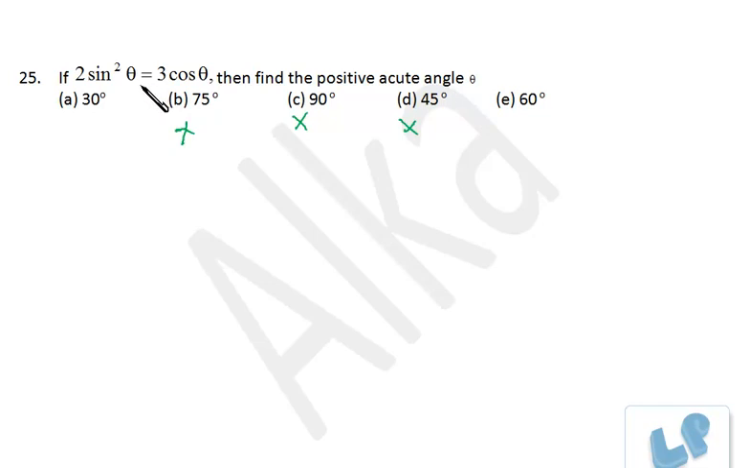Suppose I take 60. Sine 60 degrees is root 3 by 2, so sine square 60 degrees will be 3 by 4, and this is 3. Cos 60 degrees is 1 by 2, so that's 3 by 2, 3 by 2. That means 60 degrees is the correct choice. No need to worry.